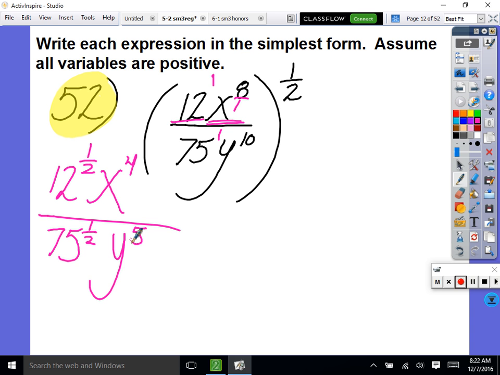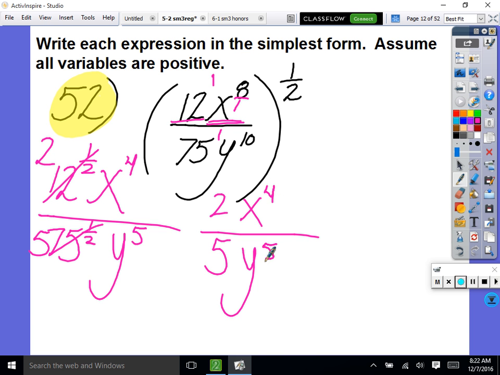2/5, perfect. So this became 2/5. Did everybody get 2/5 though? If not, then we need to help you type it in correctly. Did we all get 2/5? So this became a 2, this became a 5. Okay, sweet. So we have our final answer be 2/5, x to the 4th, y to the 5th. Does everybody feel comfortable with those?